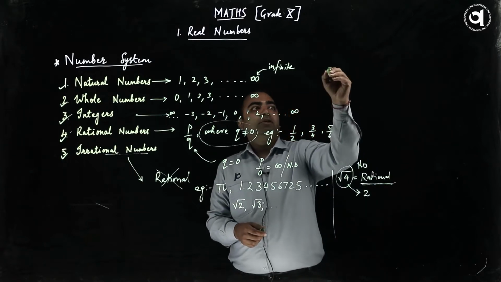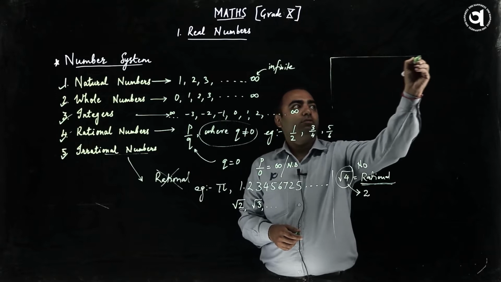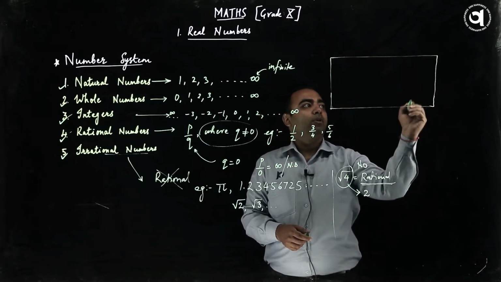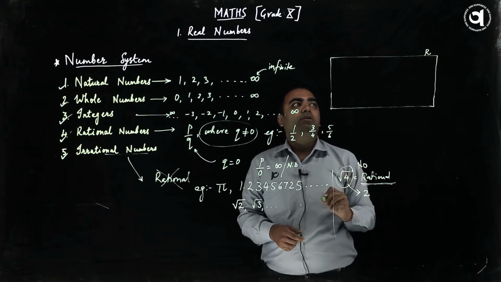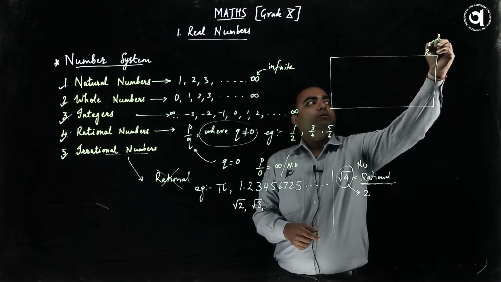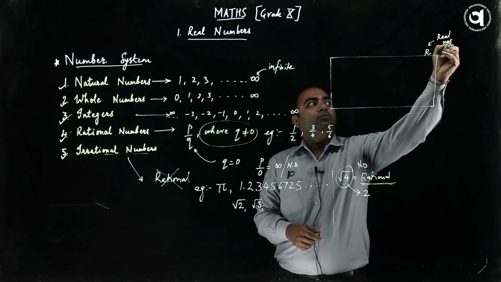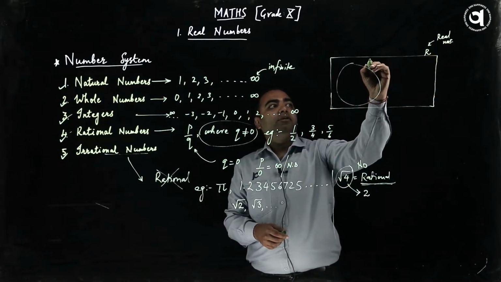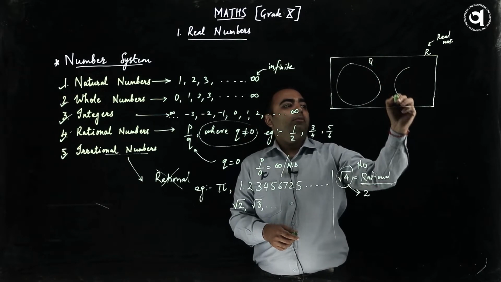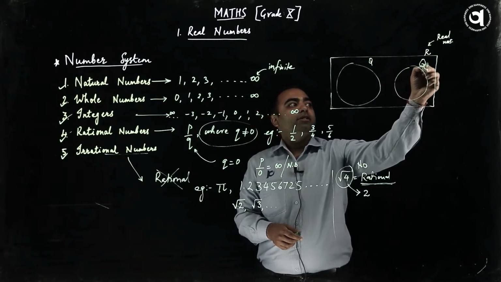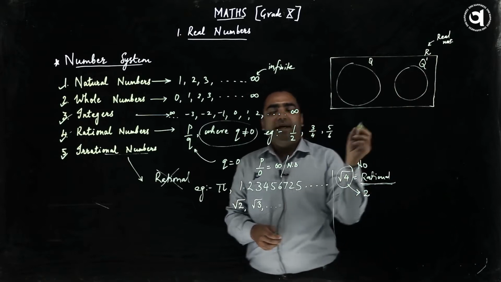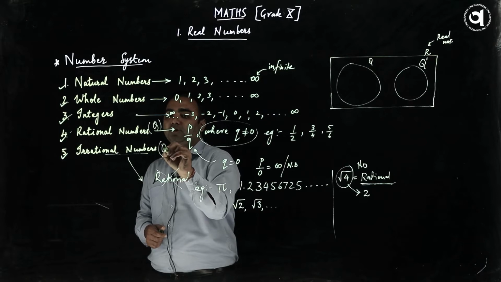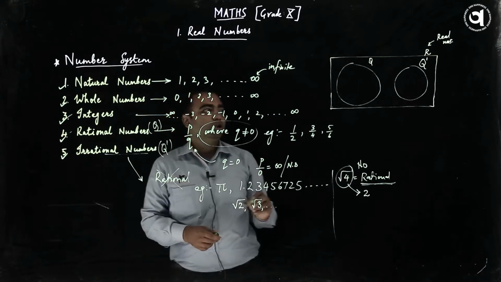Now say, for example, if we draw a Venn diagram for this in a plane consisting of real numbers, this R is said to be real numbers. Real numbers consist of two types of numbers, one rational and the other irrational. Rational numbers are denoted by capital Q and irrational numbers by Q dash.